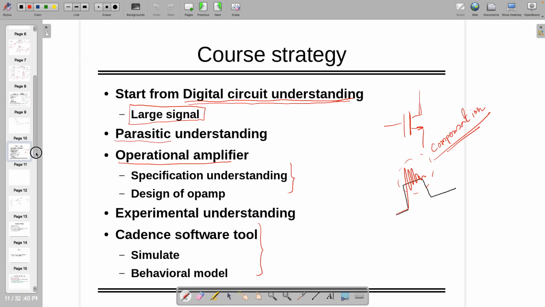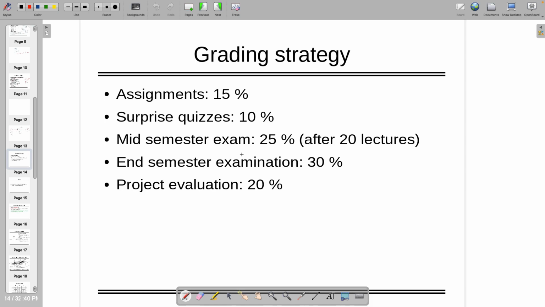So before going to that analysis, let me recall what I did yesterday. Assignment was how much? 20%. Surprise quizzes 10%, right? This was 20, and this is another 20. Project PPT, project report, and lab report. Right? Something like this.